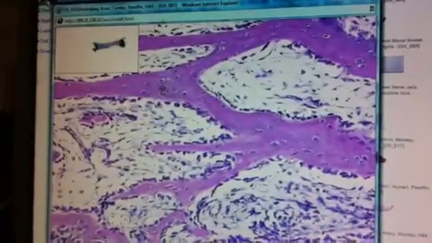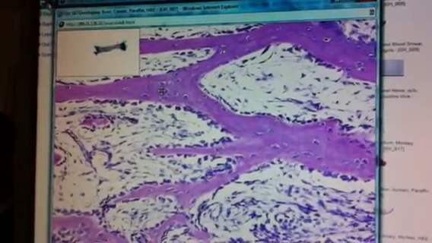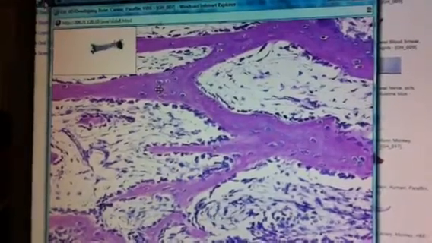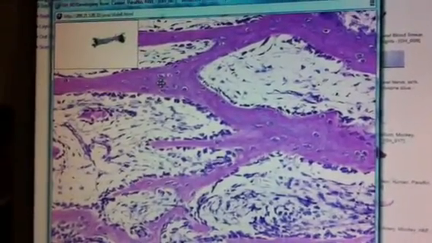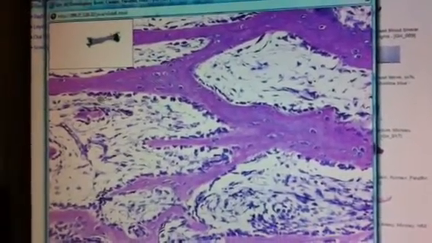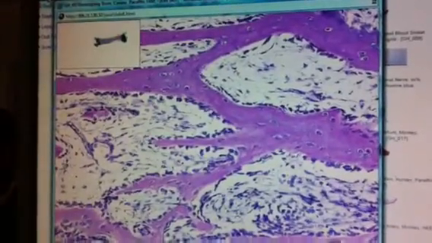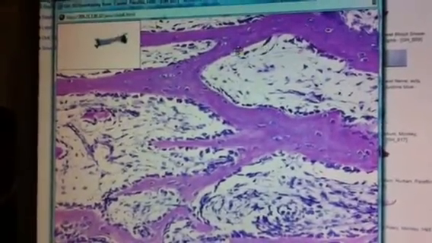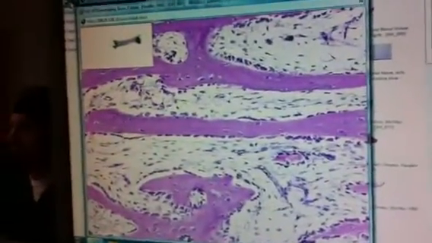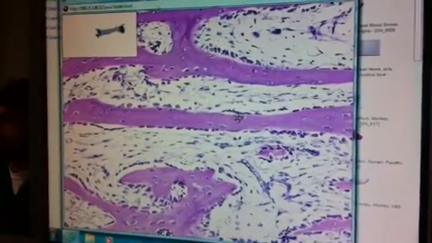Then again, what I could do is at the top of the arrow here, I could say name the space. And that would be the lacuna. Name the cell, osteocyte. If I pointed at this one and said name the cell, osteoblast. And if I pointed at this one, name this cell, bone lining cell.